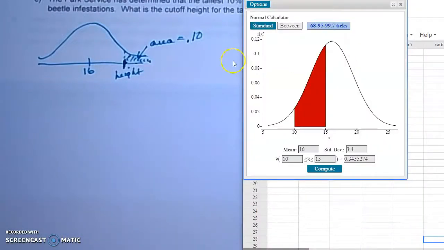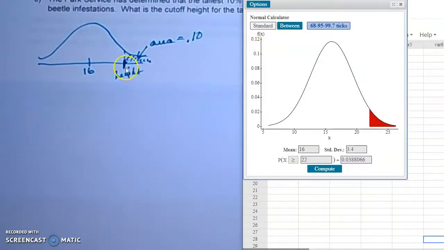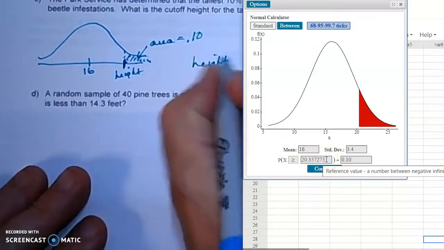What that means in StatCrunch is that we're going to use the normal calculator going backwards. We also have to go back to the standard window because we're not doing this between two values anymore. Since this is going to the right, we want to make sure our inequality is going to the right, and we're using this backwards, so we're going to put the 0.10 into this box, and the answer we get here will be the height that we're looking for.